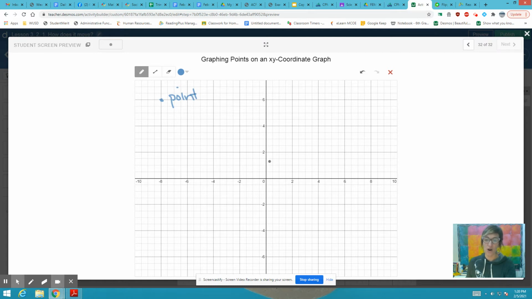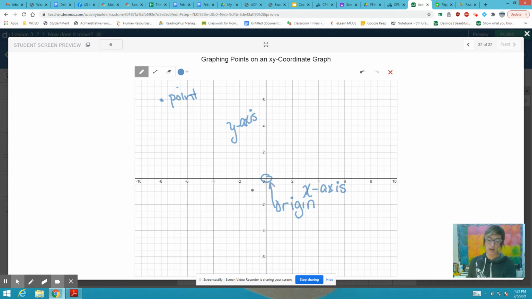The graph has a horizontal line called the x-axis. So this is the x-axis. And a vertical line called the y-axis. So again, this is the x-axis and this is the y-axis. The two axes cross at the origin, and this is the origin right here. I'm going to name it for you. It's the origin, and it is 0 on the x and 0 on the y. Right here.